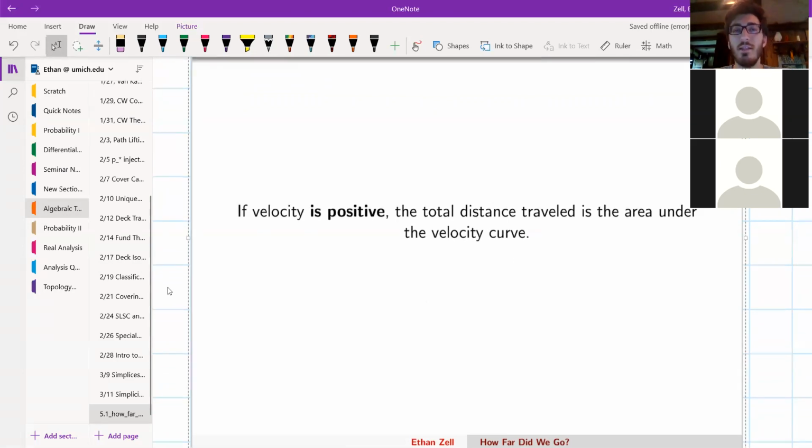Velocity being positive, right? We always talked about how speed is an absolute value. Speed is always positive. I can't travel at negative speed, but I can travel at negative velocity, because velocity is speed with a direction. I gave the example that if I'm standing here and looking at how fast I'm traveling in this direction, if I walk backward, that would be negative velocity. So if we assume we're traveling in the direction we're pointing, then velocity is positive, just as a recap. So if velocity is positive, the total distance traveled is just the area under the curve.